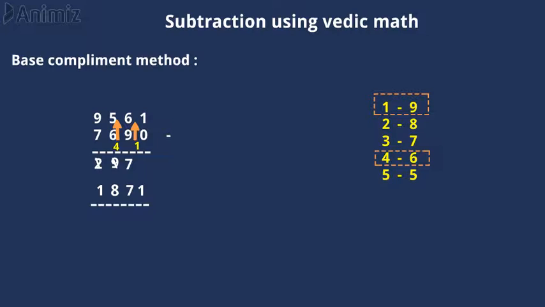Okay? And write the answer for 0 minus 1. 0 minus 1 is 1. So the final answer is 1871. Students, you got it clear?